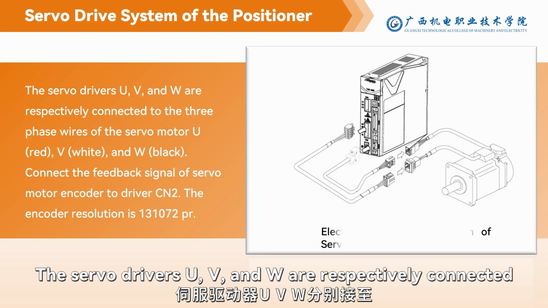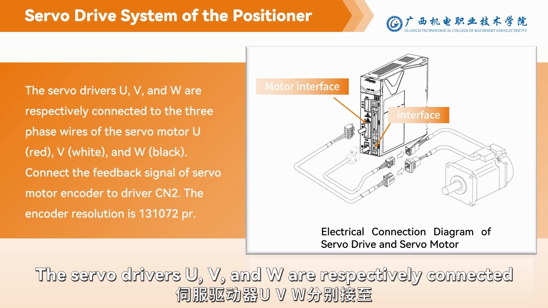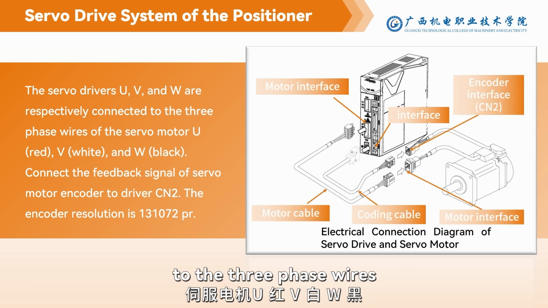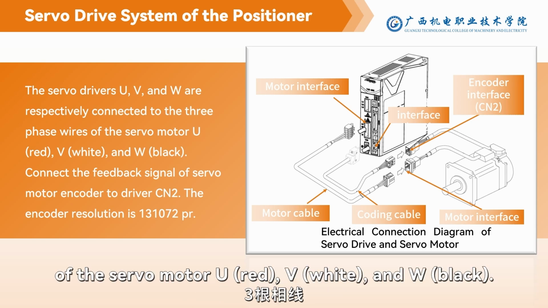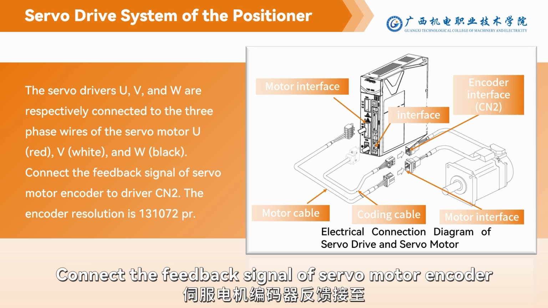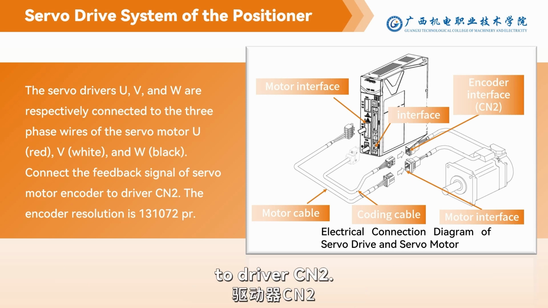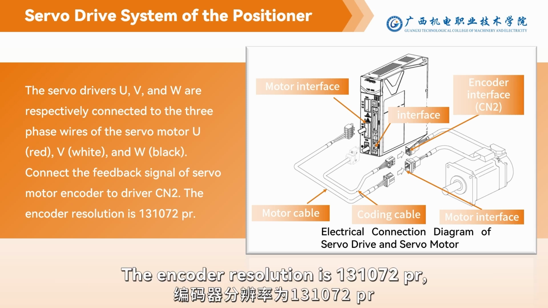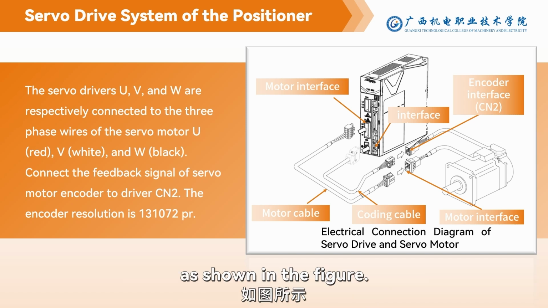The servo driver's U, V, and W are respectively connected to the 3-phase wires of the servo motor: U red, V white, and W black. Connect the feedback signal of the servo motor encoder to driver CN2. The encoder resolution is 131072 PR as shown in the figure.